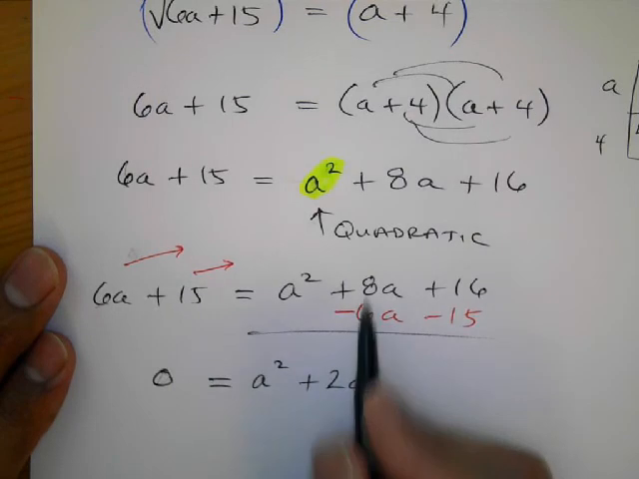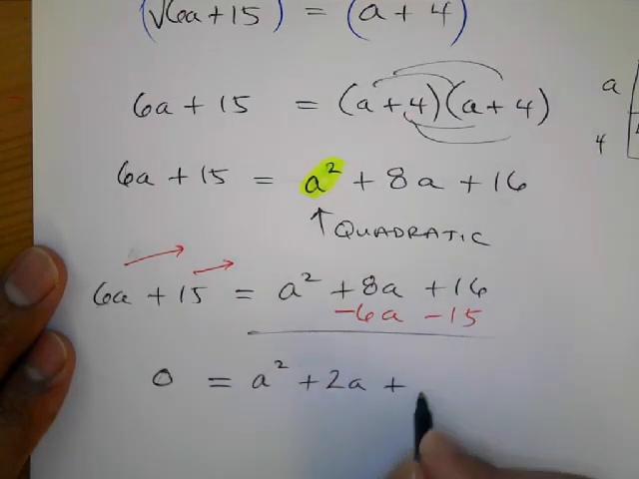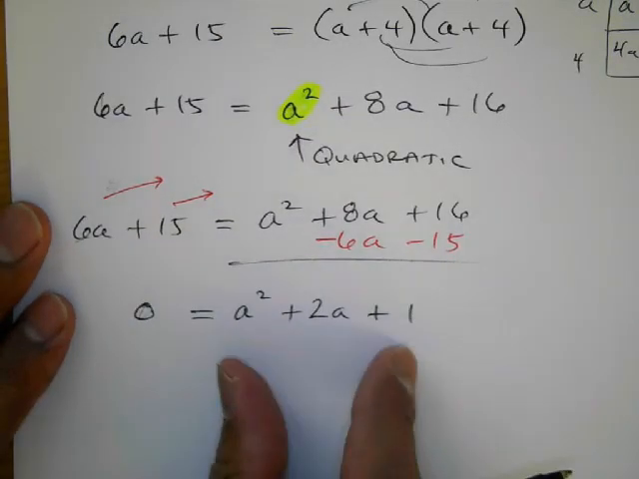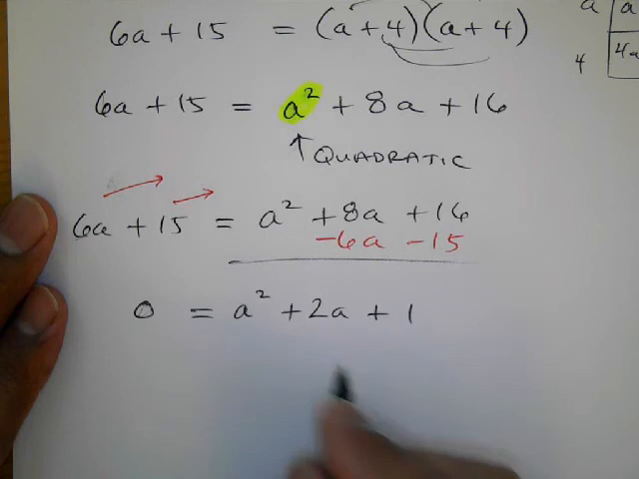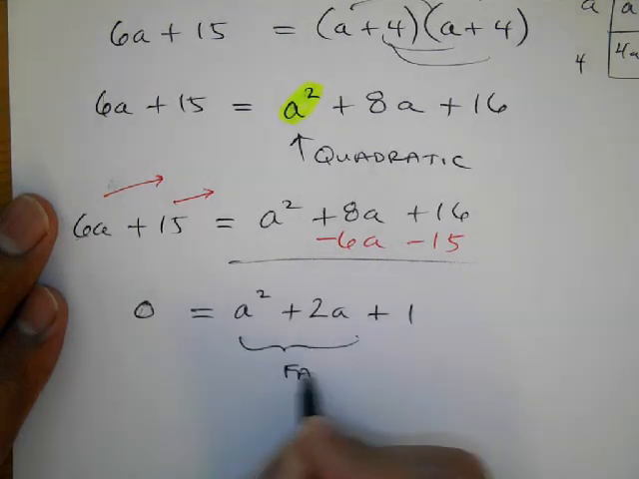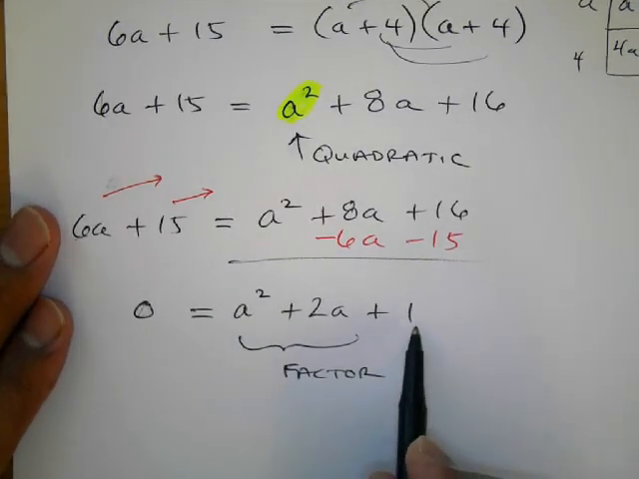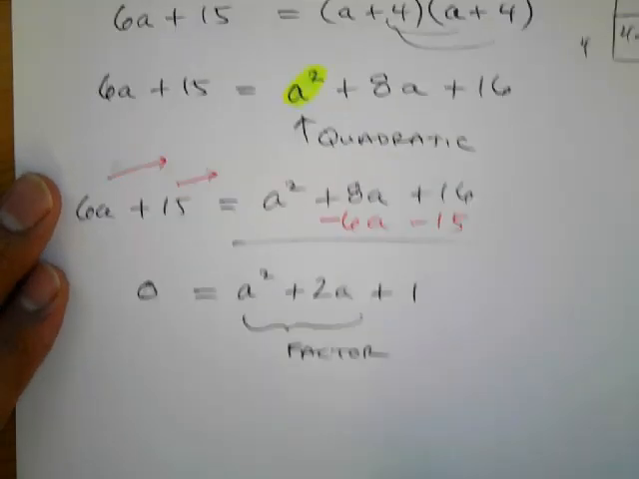You're going to have 0 on this side. What's going to be left? You're going to have a squared plus 2a plus 1. 16 take away 15 is 1. And I'm telling you right now, the problems that I'm going to give you, they will be factorable. You can factor this.